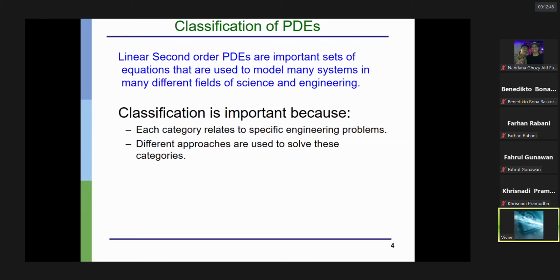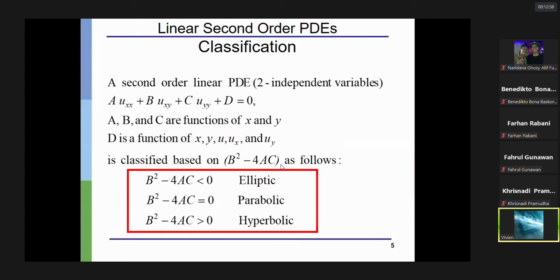So it is very important to understand which group our problem is classified into. Okay, so we will see the classification here. If we have a second order linear PDE, in which we have, in this case, two independent variables, in general the PDE is written in this form.